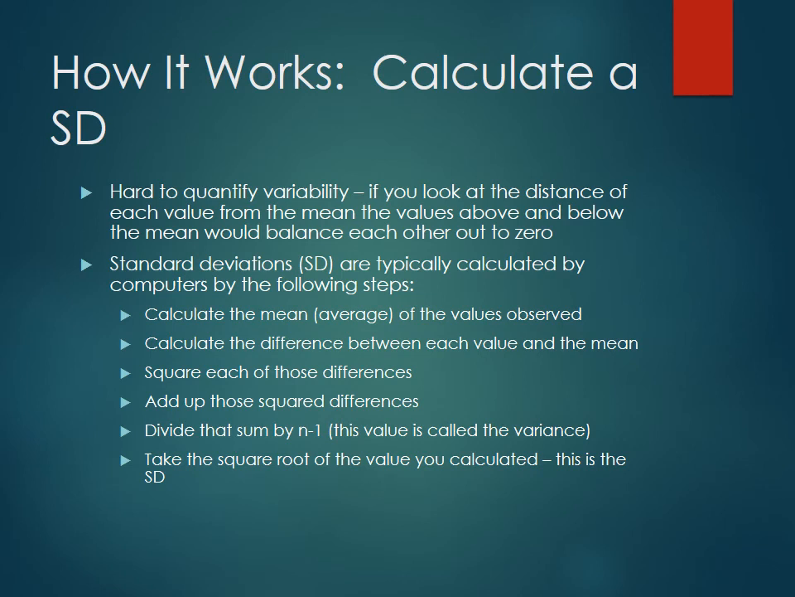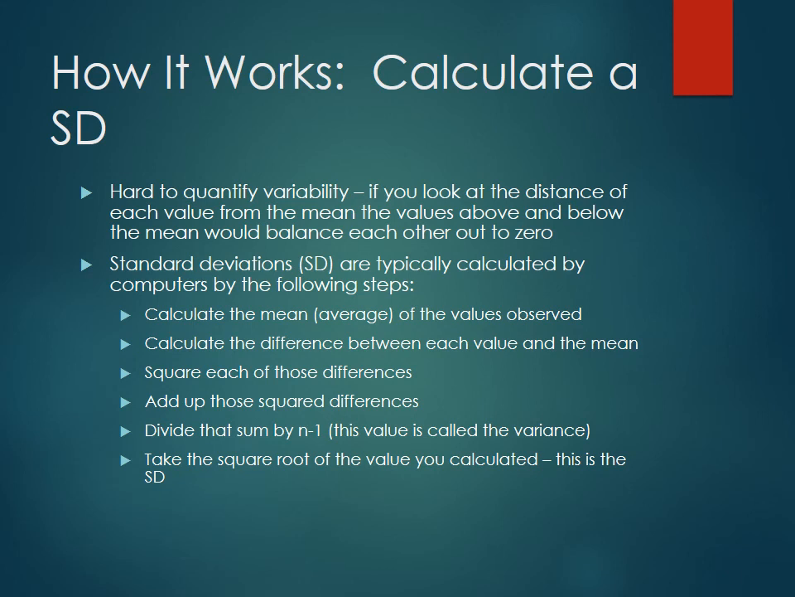Okay, so how do we calculate the standard deviation? Like I said, it's generally hard to quantify variability, but basically we're looking at the distance of each value from the mean, both above and below, and balancing each of those out to 0. Most of the time computers are doing this for you. You first calculate the mean of all the values, so you just get the average, which is pretty easy.